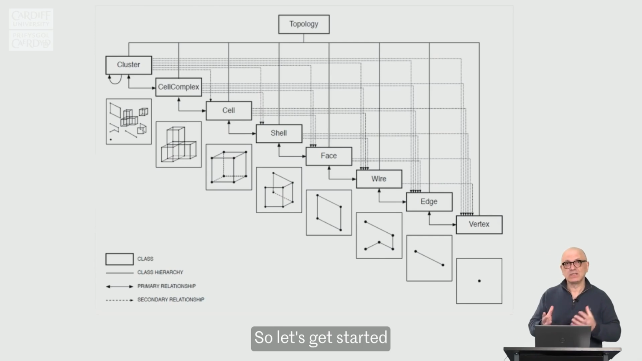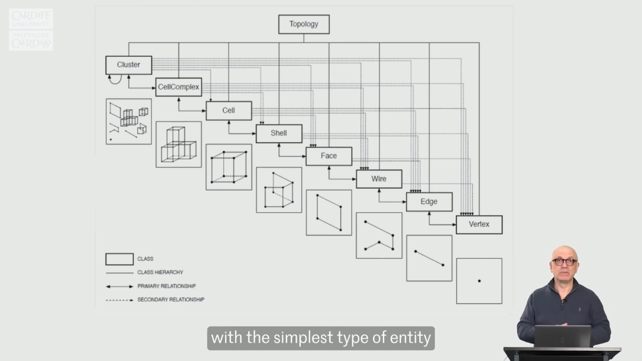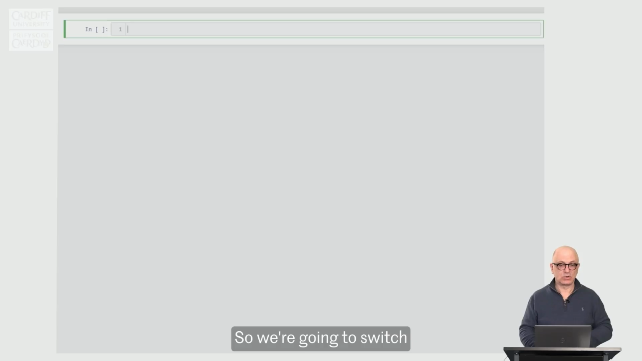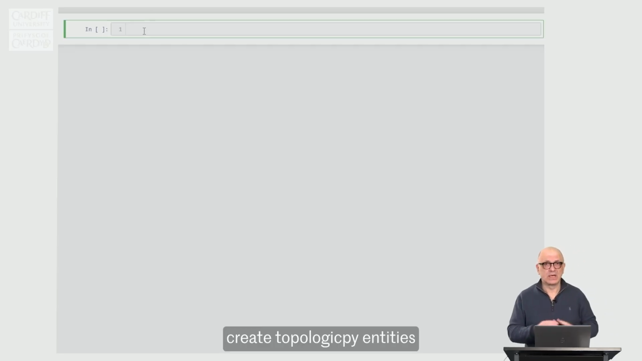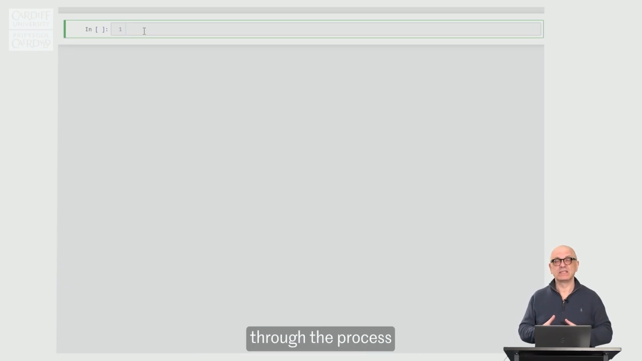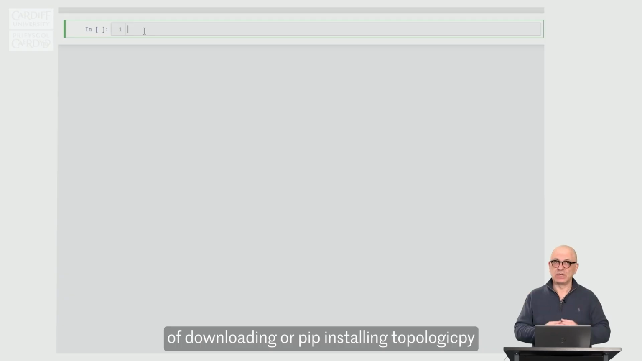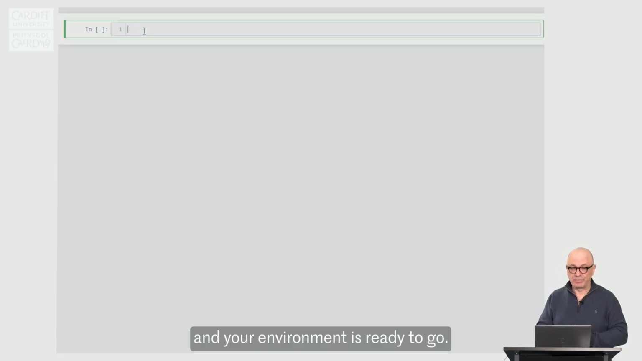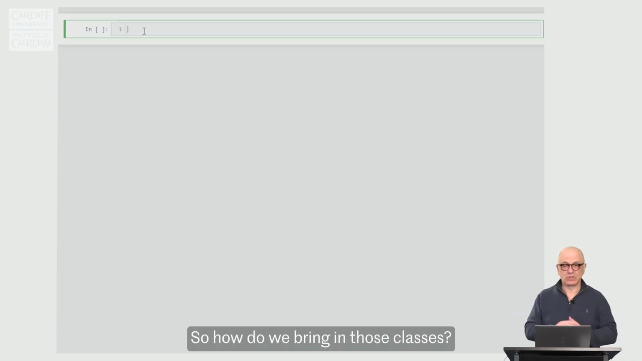Okay, so let's get started with the simplest type of entity, which is a vertex. So we're going to switch over to Jupyter Notebook. And in order to create topologicpy entities, you have to import it. So I assume you have already gone through the process of downloading or pip installing topologicpy and having Jupyter Notebook, and your environment is ready to go. So how do we bring in those classes?